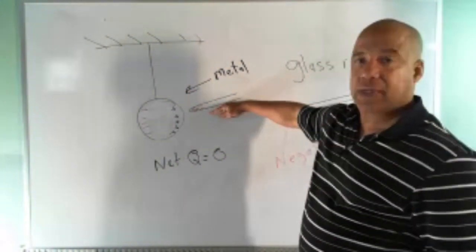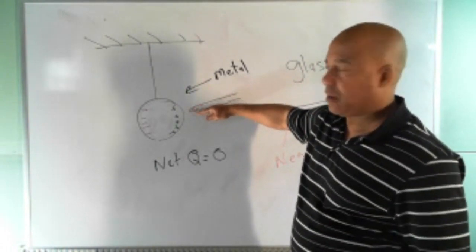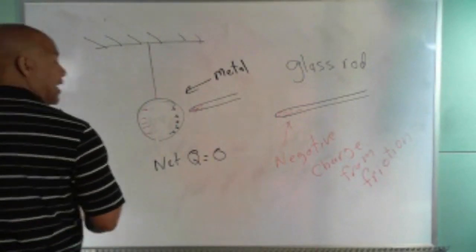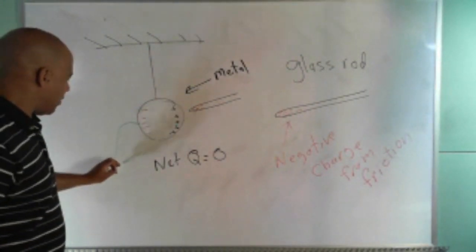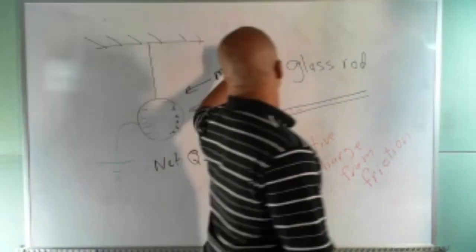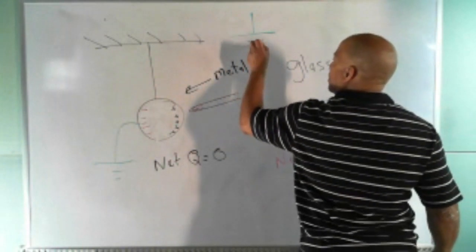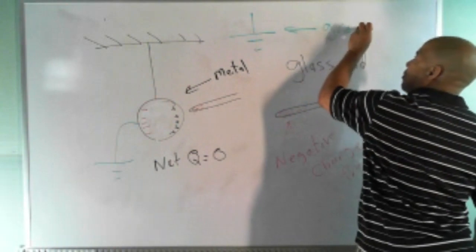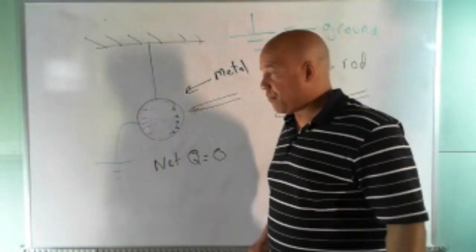But while you have that glass rod close to that sphere, somebody else comes over here and takes a wire and touches from here. Now, I don't know if you know what this symbol is, but we'll talk about that. This symbol right here is important. If you've ever seen that before, that symbol means ground. And I'm talking about the ground that I'm standing on.